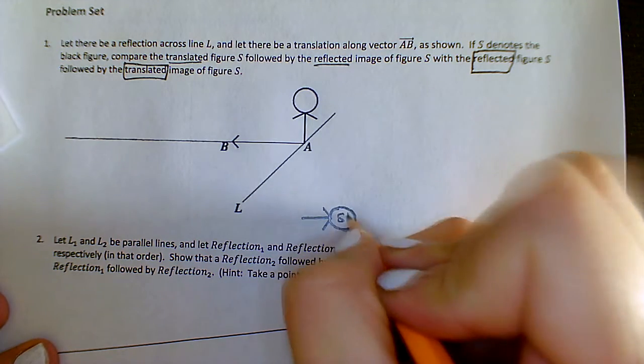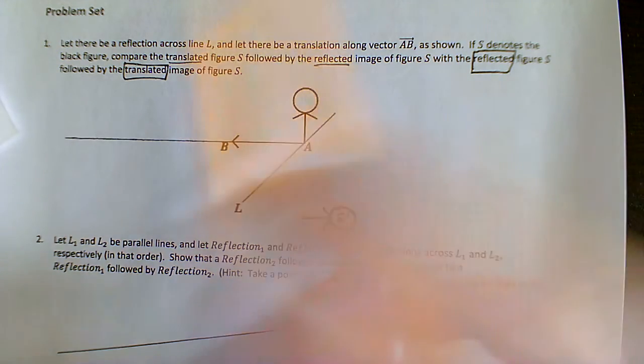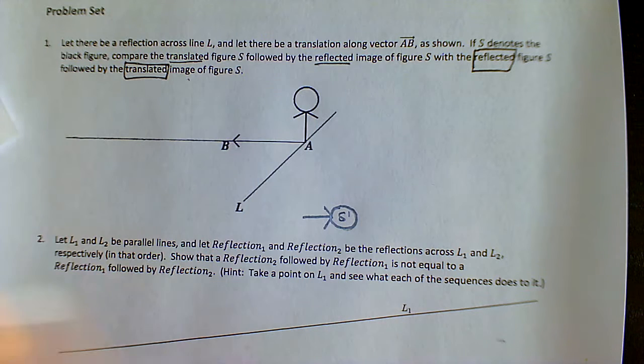So this would be S prime. And that was when we translated and reflected. Now we're going to do the other version. So we are going to reflect first this time.